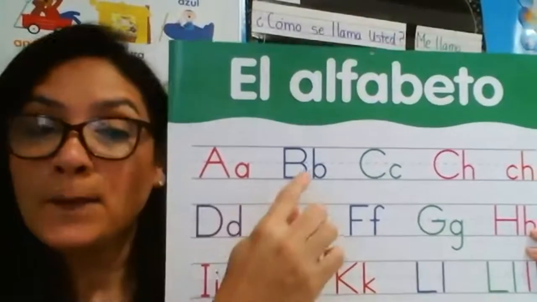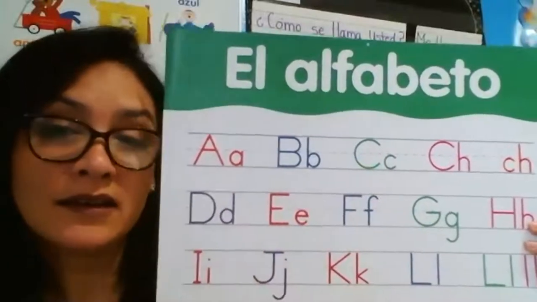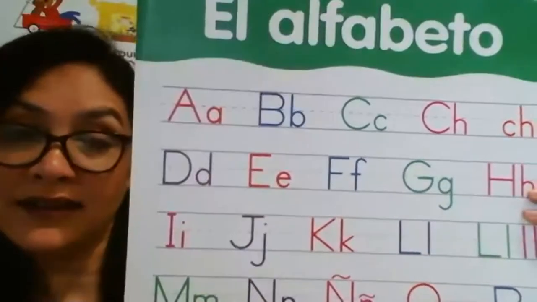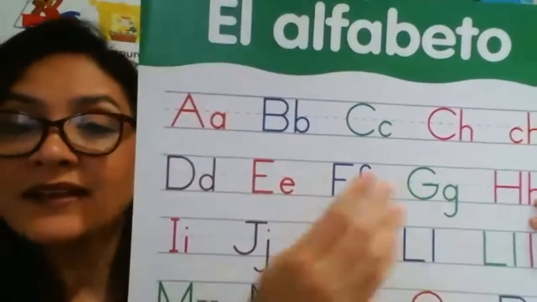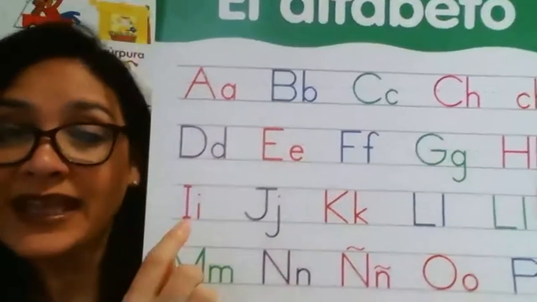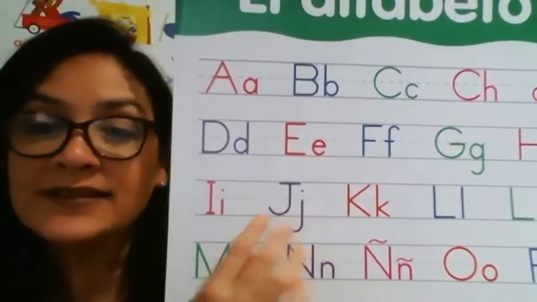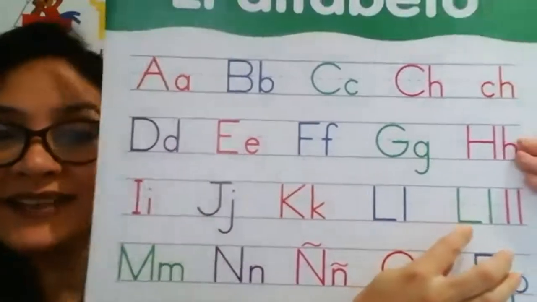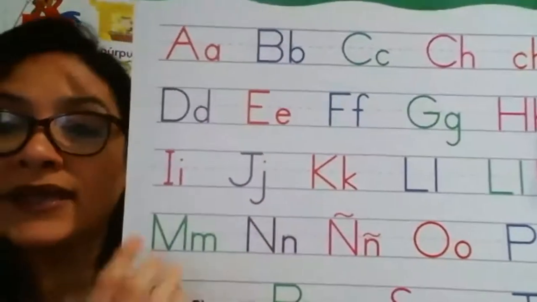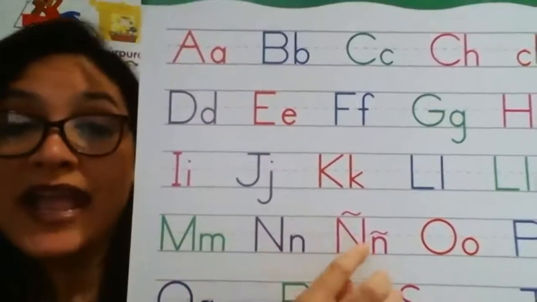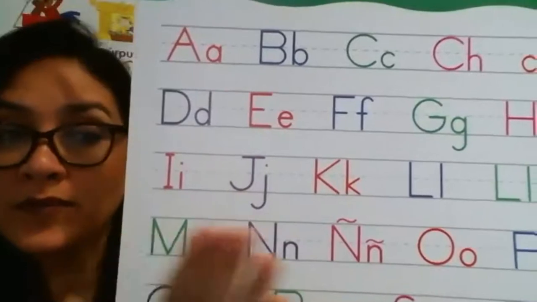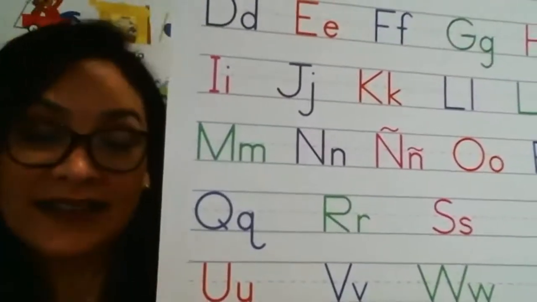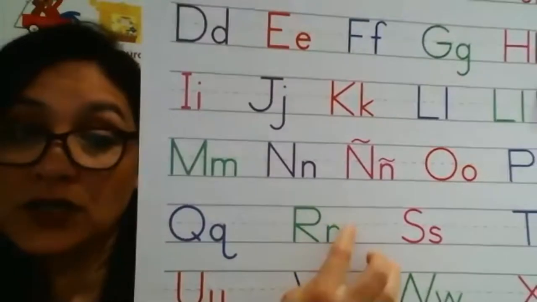A, B, C, Ch, D, E, F, G, H, I, J, K, L, E, M, N, Ñ, O, P, Q, R. I'm going to imagine there's a double R here.